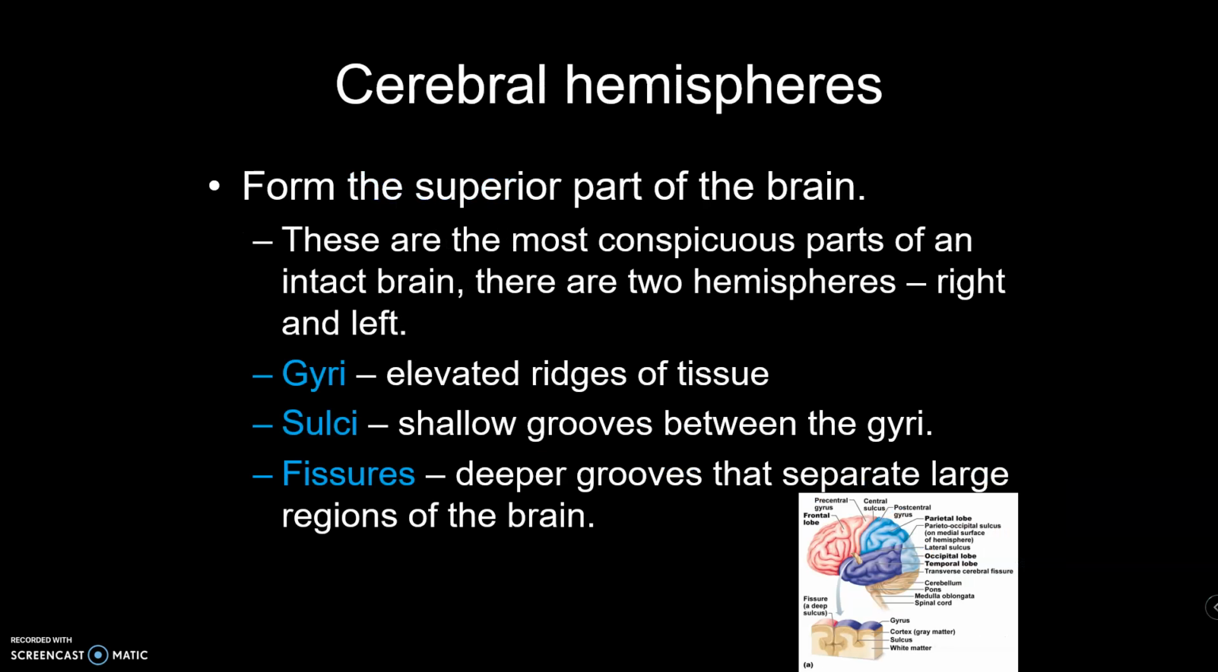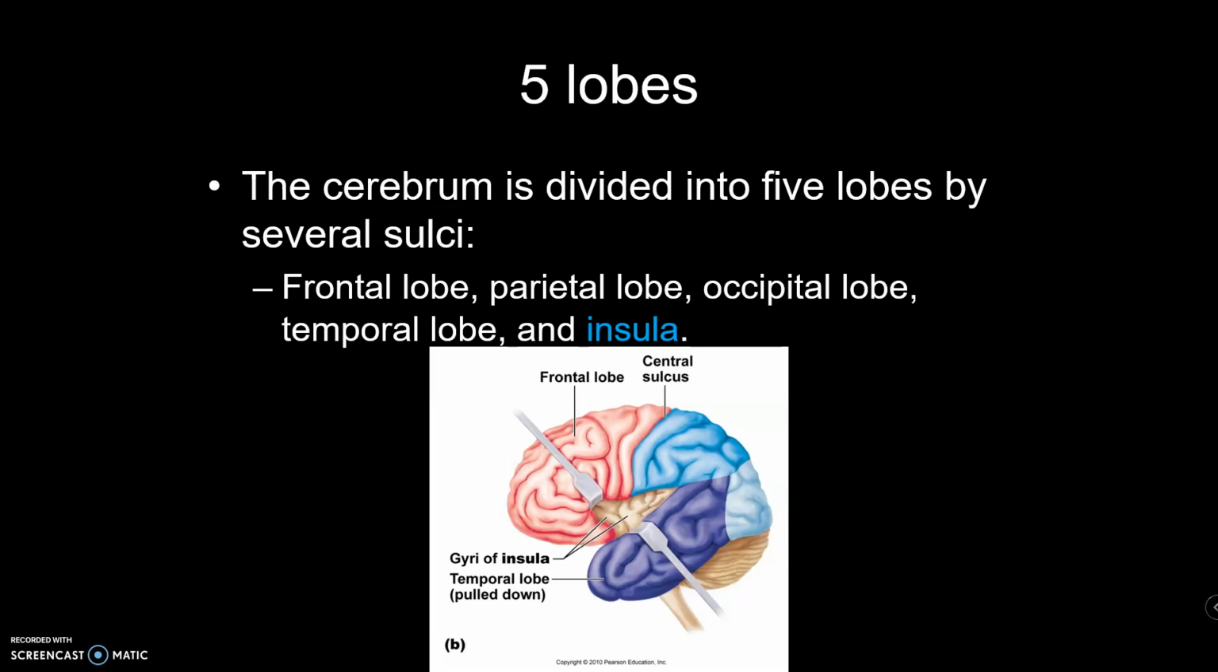Cerebral hemispheres, I already talked about the right and left hemispheres. There are a lot of people out there who think they're either right-brained or left-brained. That's not true. You use both hemispheres of your brain. A gyrus, singular, or gyri, plural, are the elevated ridges of tissue on the brain, the bumps, if you will. Sulci, or sulcus in the singular, are the depressions or valleys between the ridges. Extra deep valleys are called fissures.